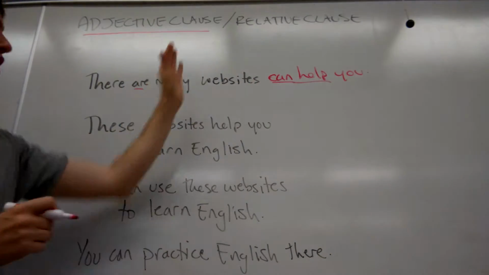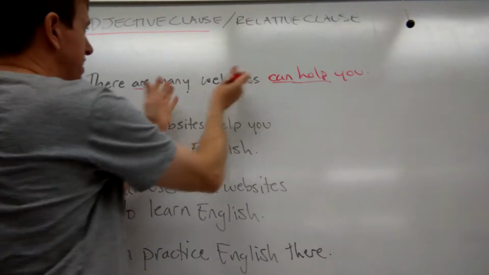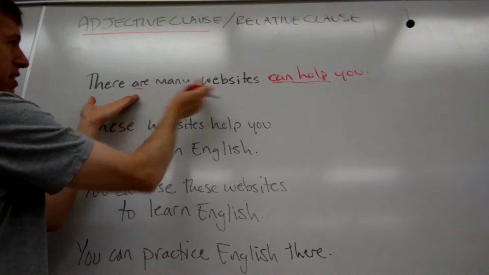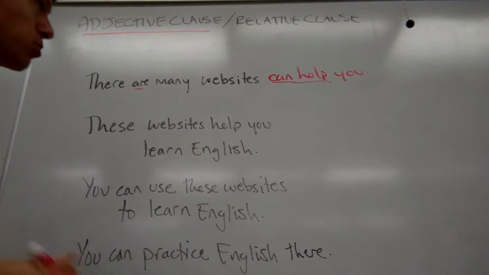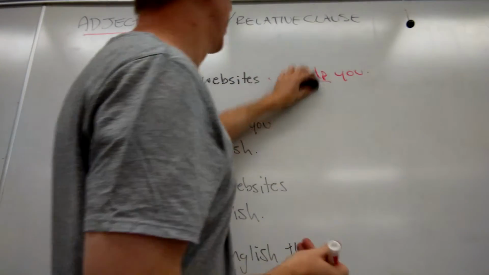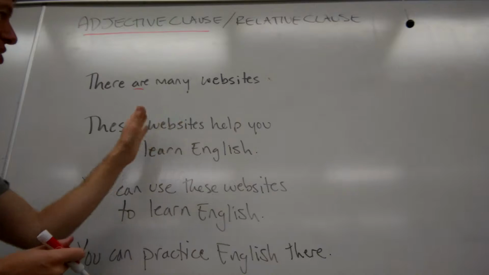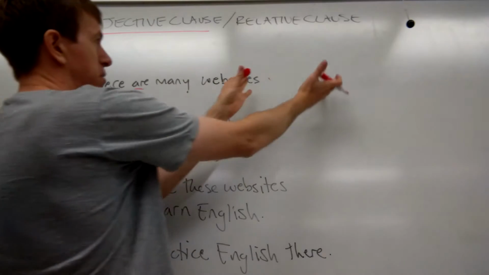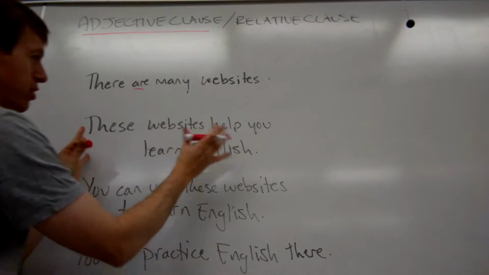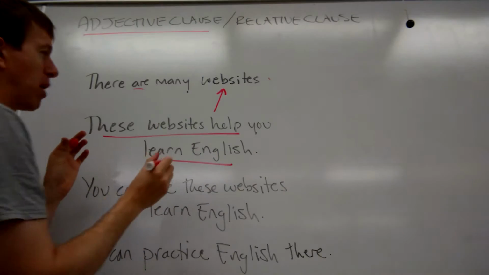Now, I know it looks like websites could be the subject here, but it can't be both the subject here and the complement of this are. It can't be doing these two things in the one sentence. We need to make a relative clause. So, these websites can help you learn English. We want to use this as a relative clause. So this is basically all going to be an adjective that's going to describe website.